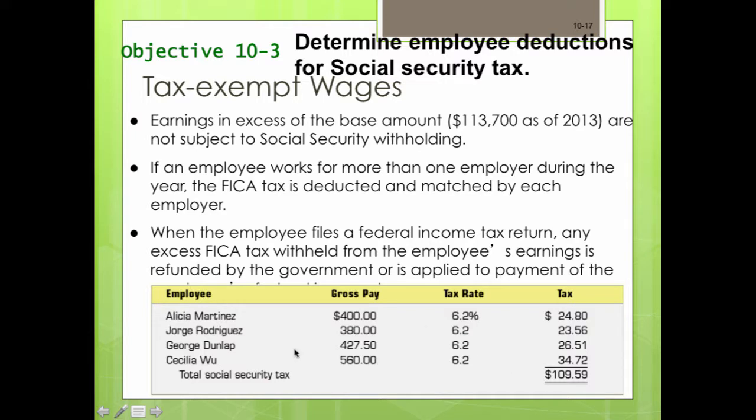So we have an example here for Alicia, Jorge, and George, which we covered in the previous slides. They have their gross pay here. The tax rate for Social Security tax is 6.2%. So all you will do is multiply $400 times 6.2% on your calculator, and that will give you $24.80. Okay, and you will do the same for the others to figure out how much tax you're going to withhold from their paycheck. In this case, for these 4 employees, you would withhold $109.59.